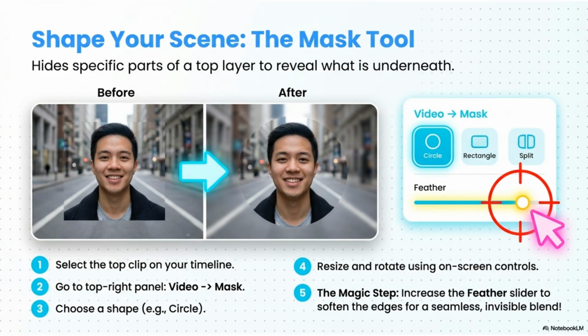Shape your scene, the Mask tool. The Mask tool hides specific parts of a top layer to reveal what is underneath. 1. Select the top clip on your timeline. 2. Go to the top right panel, Video, then Mask. 3. Choose a shape like circle, rectangle, or split. 4. Resize and rotate using on-screen controls. 5. The magic step. Increase the feather slider to soften the edges for a seamless, invisible blend.